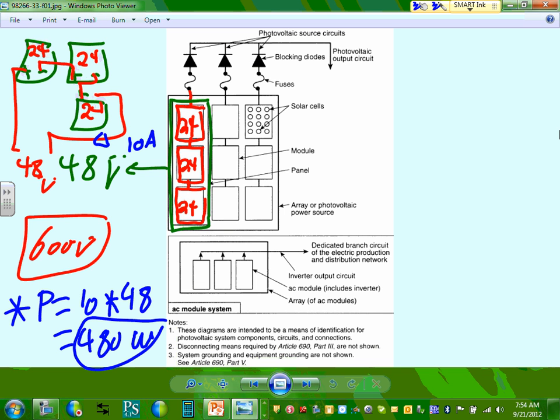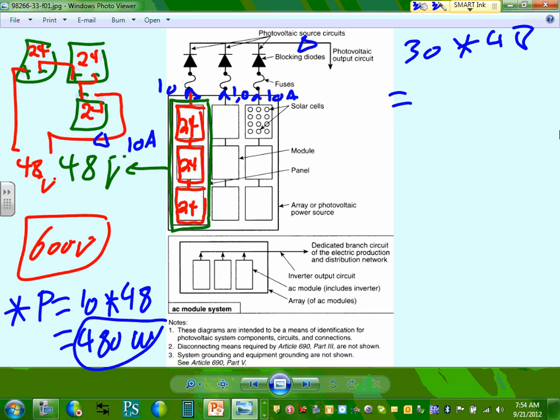Now, what happens if I need more power? Well, guess what? You have another string. So look at this. I have 10 amps here. I have 10 amps here. And I have 10 amps here. How many amps do I have here? Thank you, 30 amps. How much power? 30 amps times what's the voltage? What's the voltage of each string? 48. Anybody can do the math for me here?